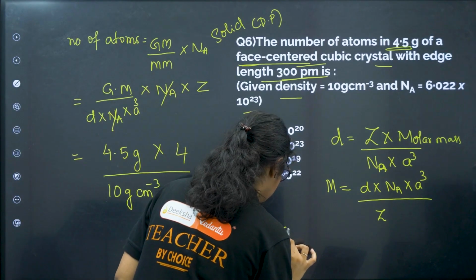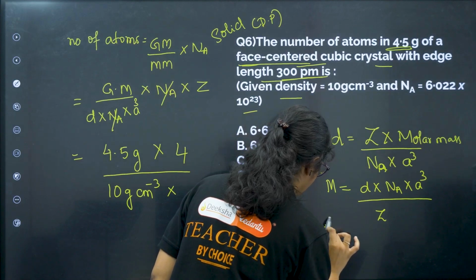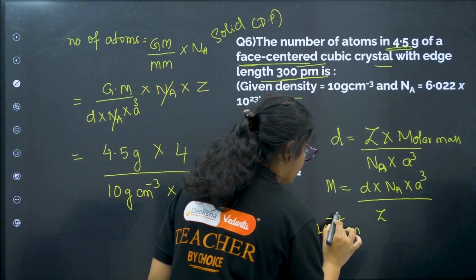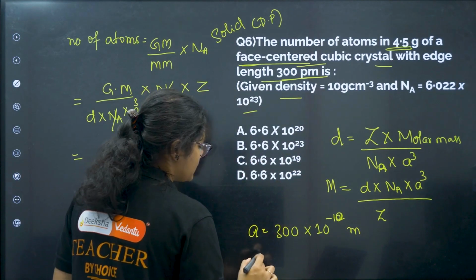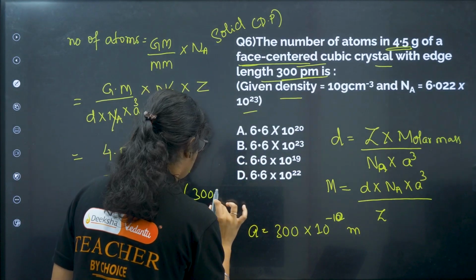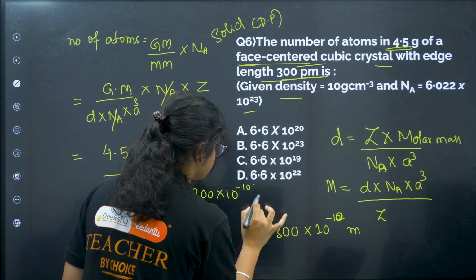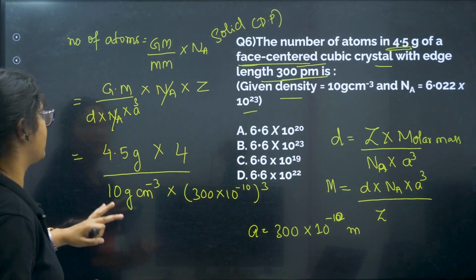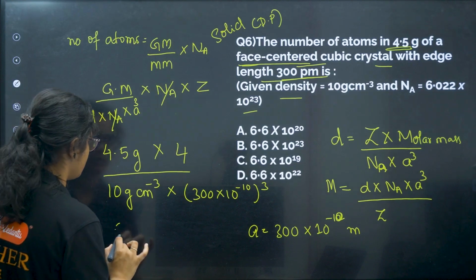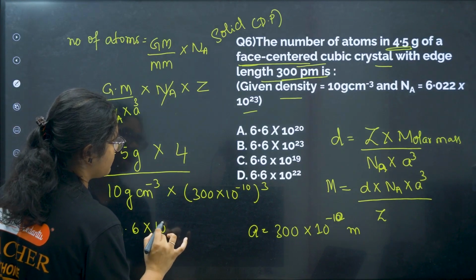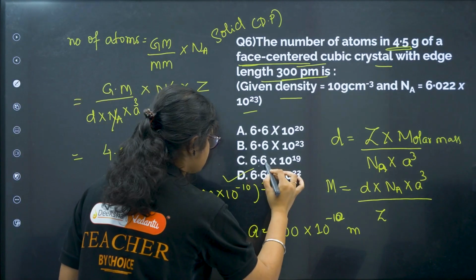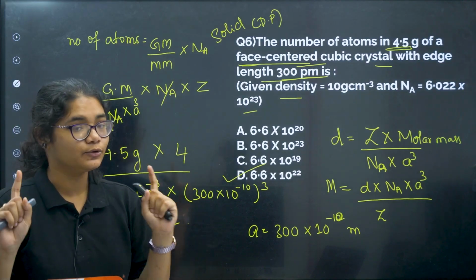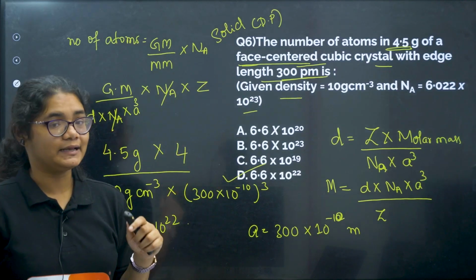So A is 300 into 10 to the power of minus 12 meter. Convert it into centimeter, so I'll get 10 to the power of minus 10. So now you can take 300 into 10 to the power of minus 10 whole cube. Now if you solve this, to get the number of atoms, you will be getting around 6.6 into 10 to the power of 22. So the correct answer for this question will be option number D. Little lengthy calculation, but again you need not worry because this is from deleted portion.